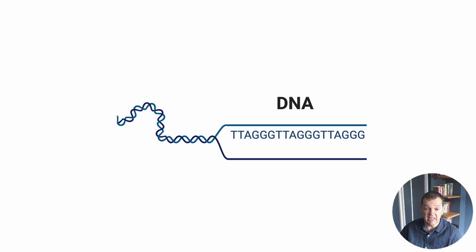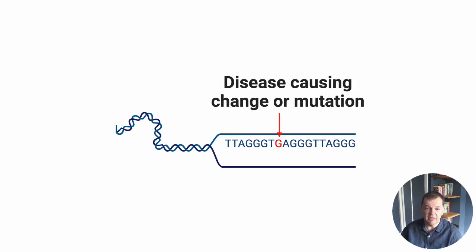Now the sequence that you see here, T, T, A, G, G, G, etc., it's not the same in everybody. We have differences in our sequence if we were to read down that sequence of letters in every individual at the same point. To give you an example, here's a different sequence. Now one of the bases here has been replaced by a letter G. Now that G causes a disease in this individual who's carrying this piece of DNA. And it's called a disease causing change, or sometimes it's referred to as a mutation.